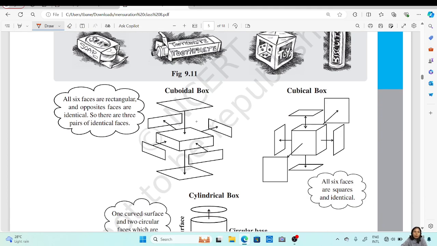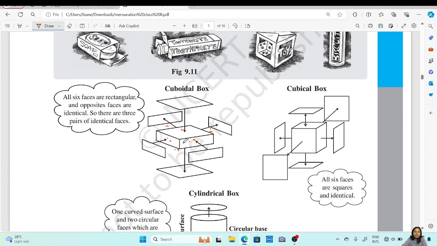So now look at this. This is a cuboidal box. So what we are saying about this box is that all 6 faces are rectangular and opposite faces are identical. So there are 3 pairs of identical faces. So now all of them are firstly rectangular. And now see, this top layer is going to be same as the underneath. This is going to be same as this, and this is going to be same as this. So we'll have 3 identical pairs. This and this side is going to be one pair. This and this one will be another pair. This and underneath will be another pair.